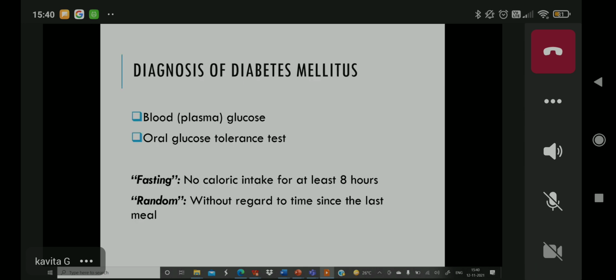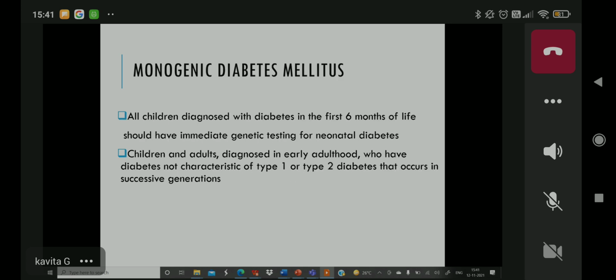Now, so how are we going to do this? Plasma glucose and the OGTT. The word fasting means when you don't have any caloric intake for at least 8 hours. Random is when there's no regard to the time since the last meal. Monogenic is when a single gene is involved. So all children diagnosed with diabetes in the first 6 months of life should have immediate genetic testing for neonatal diabetes, because this is not the age group for diabetes. Now, this is too early. So, therefore, go in for genetic testing.